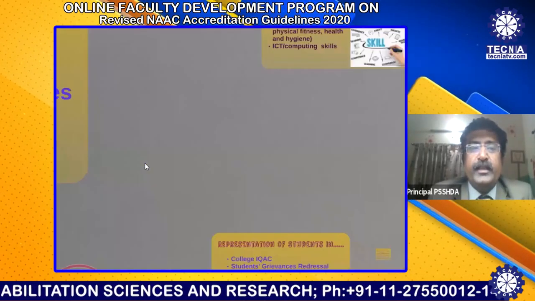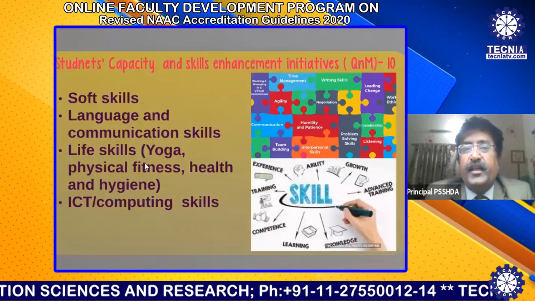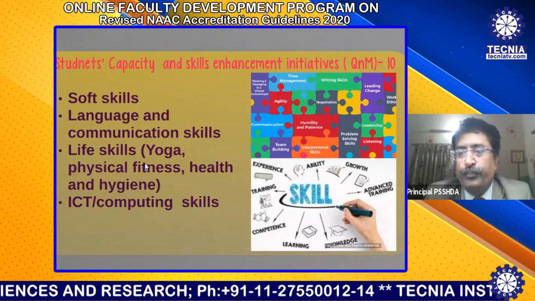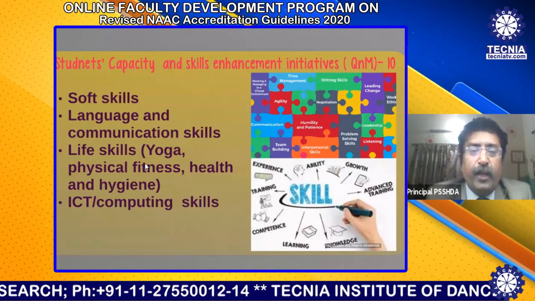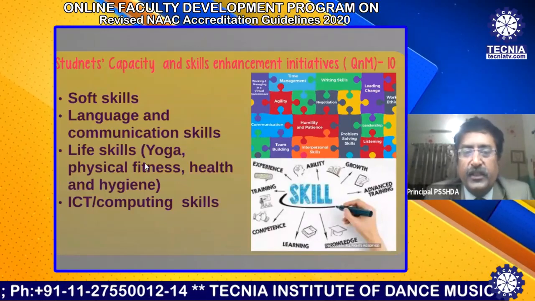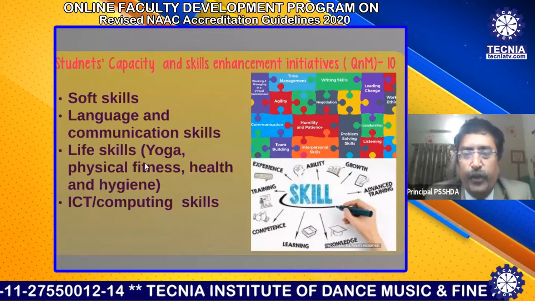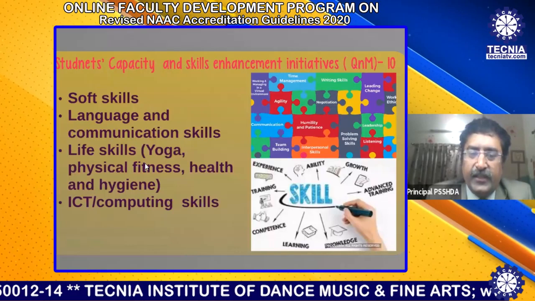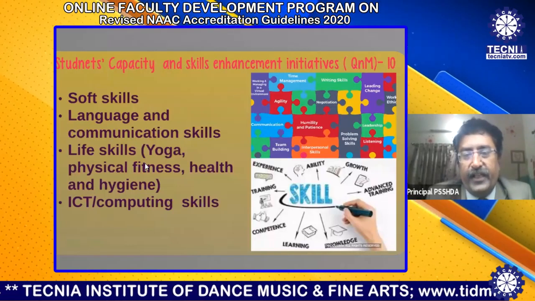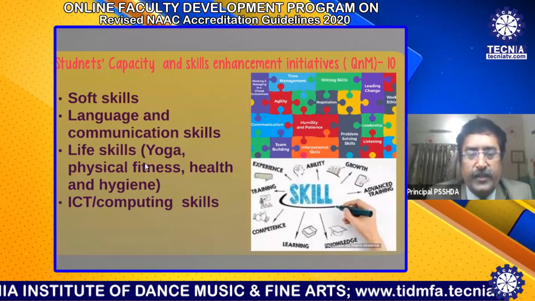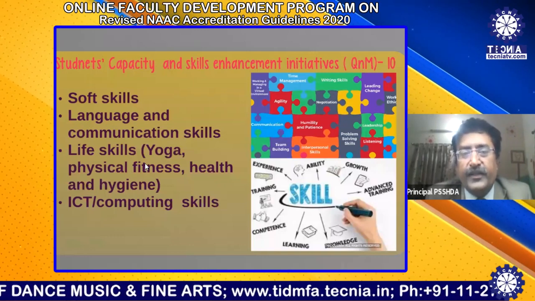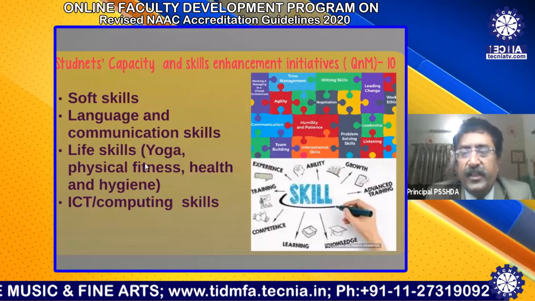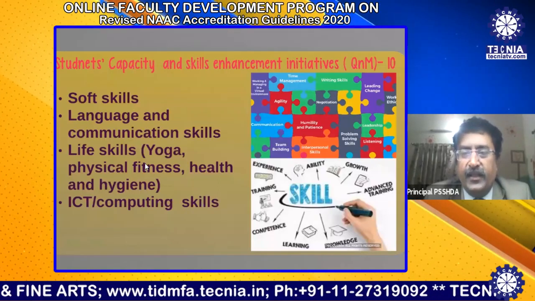The next one is student capacity and skill enhancement initiatives. Under this capacity building cell, we have four parts: soft skills, language and communication skills, life skills, in that yoga or physical fitness or health club or hygiene, and ICT and communication skills. So this part will be considered as students' capacity and skill enhancement initiatives.